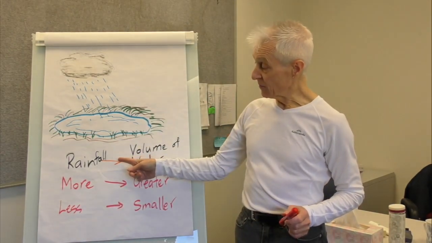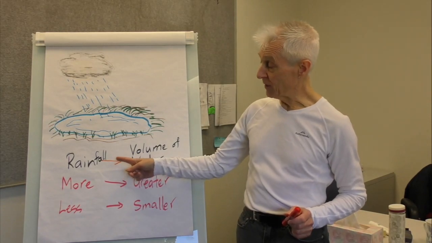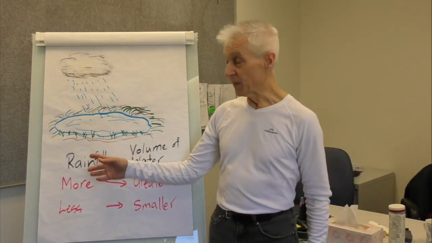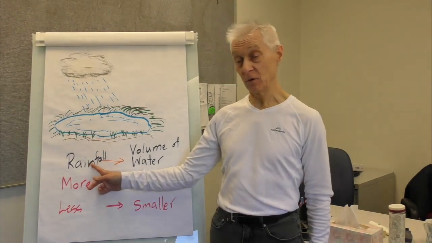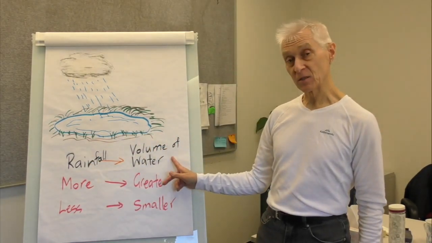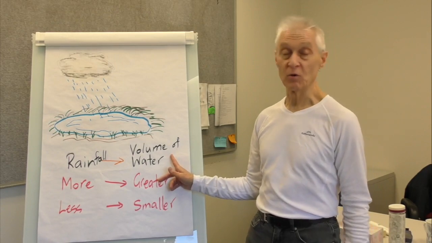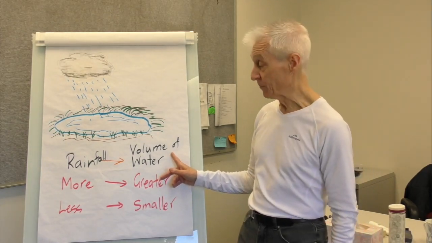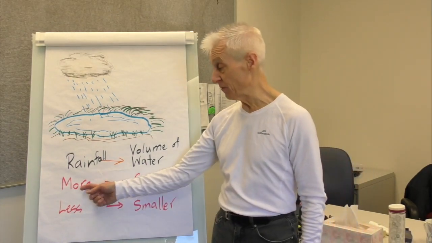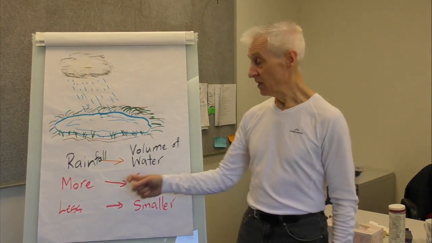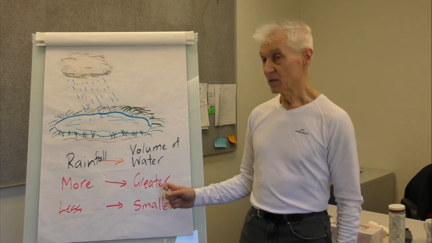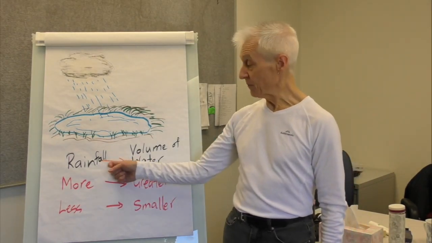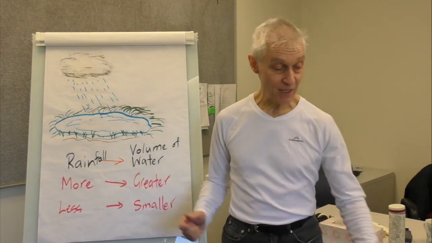Notice there's an interesting relationship here, that the direction of change of this quantity, the rainfall, and the direction of change of this one, the volume of water, or if you like the increase in volume of water, is the same. So if I get more of this, I get more of this. If I get less of this, I get less of this. So we want a way of representing something on these arrows that actually tells us that.